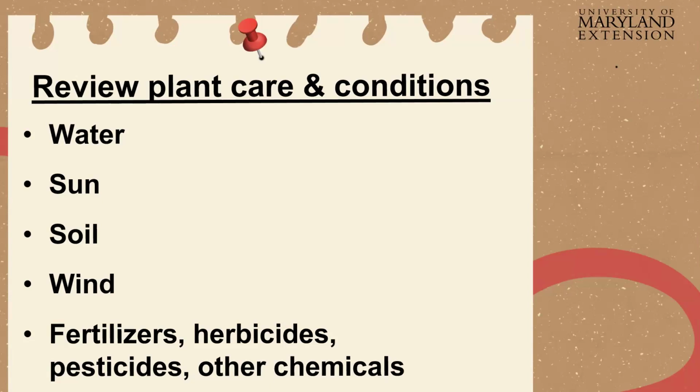Also talking about wind and thinking about what's around our plant. Is it being sheltered by a structure? Is it being overcrowded by plants around it? And then talking about those inputs. What has someone or maybe a landscaper applied to this particular plant recently or historically in the past? Thinking about things like fertilizers, herbicides, pesticides, and other chemicals. Even thinking about home remedies.